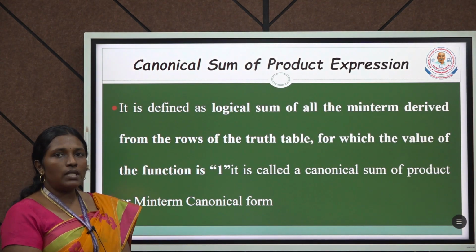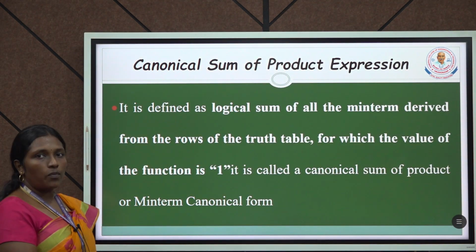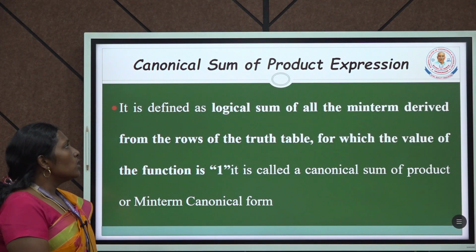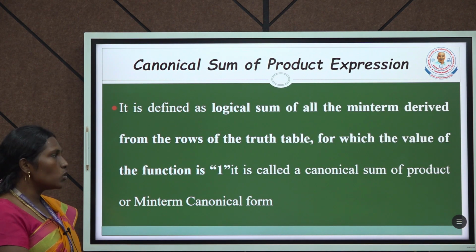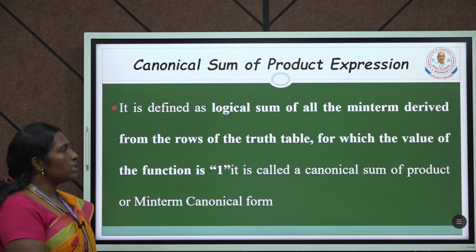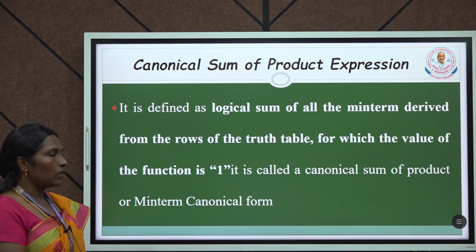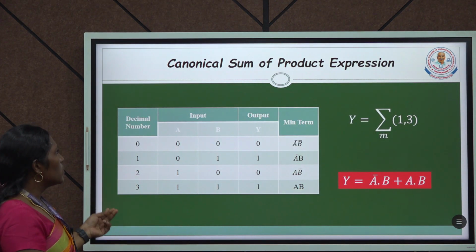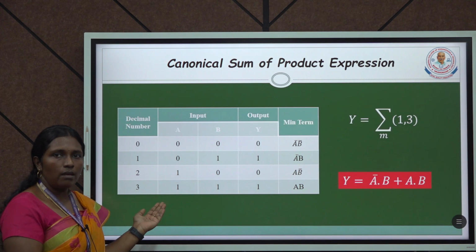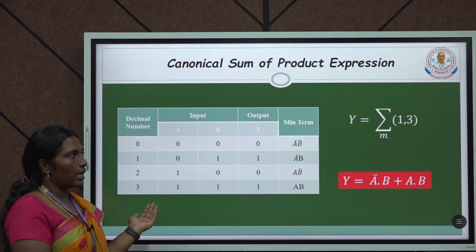Now we will see what a canonical sum of product expression is. It is a logical sum of all the minterms derived from the rows of the truth table for which the value of the function is 1. Let me give you a simple example.